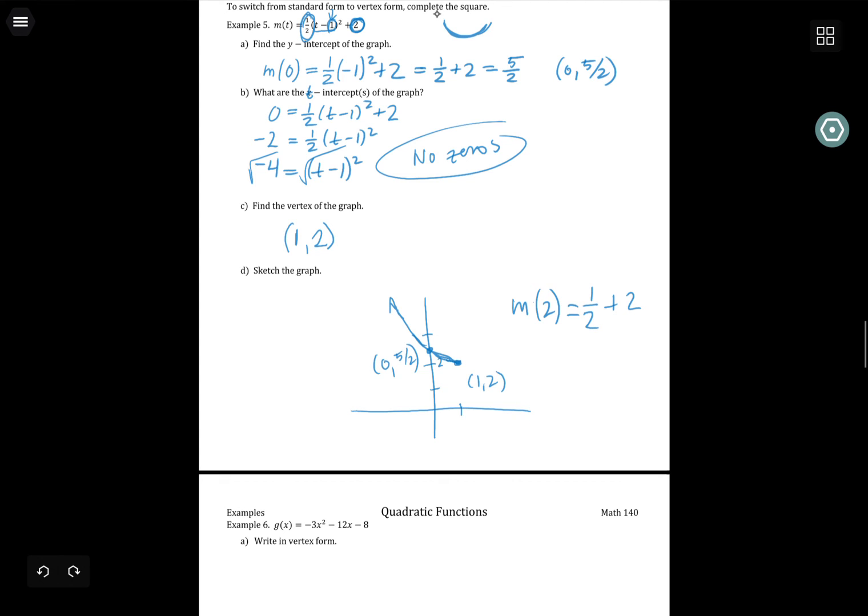Oh, and actually not surprising, I could have used my symmetry for that as well. This is my vertex, so that's my axis of symmetry, which means if moving over 1 gives me a y-coordinate of 2.5, then moving 1 the other way should also give me a y-coordinate of 2.5. So points that have the same y-coordinate should be equal distance from the axis of symmetry. Okay, so there's my sketch.